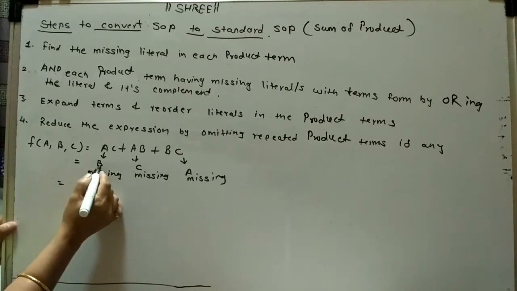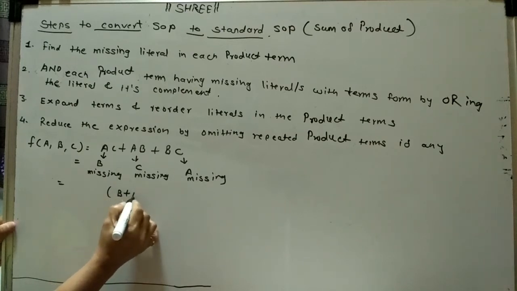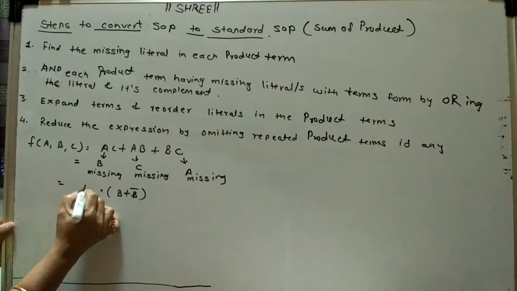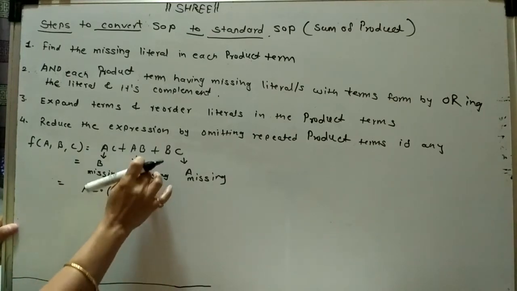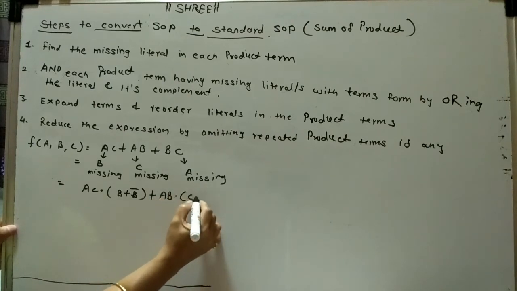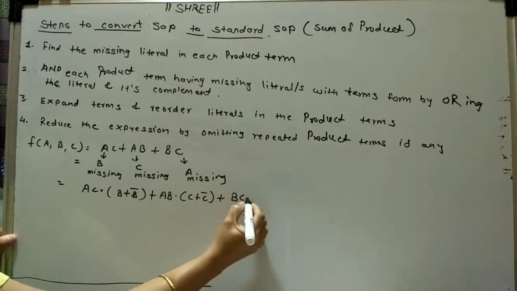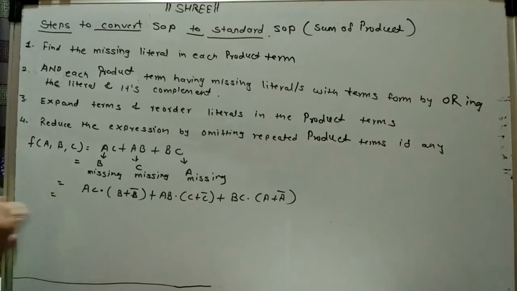Here the missing literal is B. So we have to OR this B with its complement, B bar, and we have to AND this with the product term AC. Second, C is missing, so the term will be AB ANDed with C plus C bar, plus BC ANDed with A plus A bar.